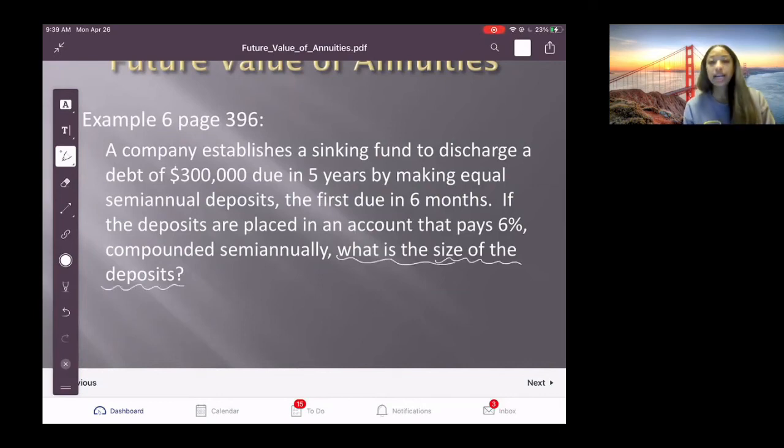What is the size of the deposit? So again, this is a future value of an annuity problem where we know what future value we want to end up with, but we need to figure out R, the amount of the payments that we're going to make.